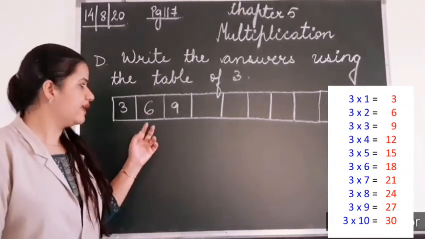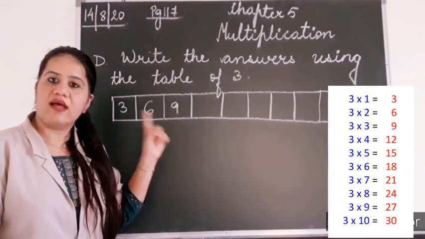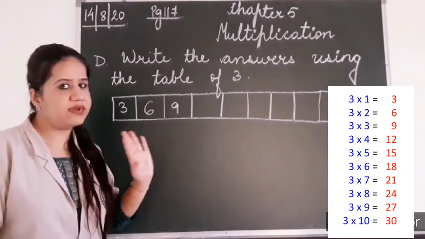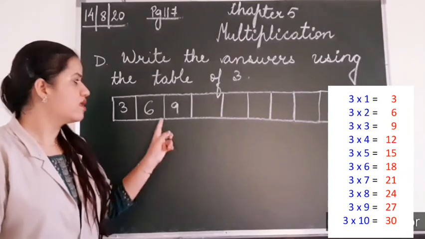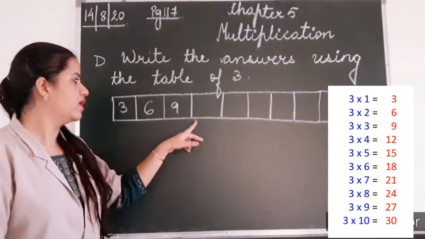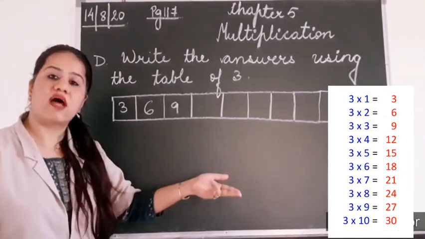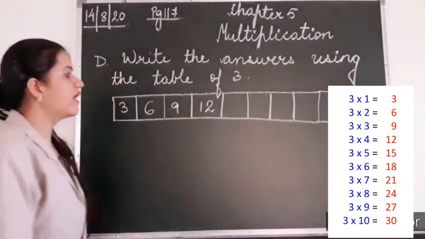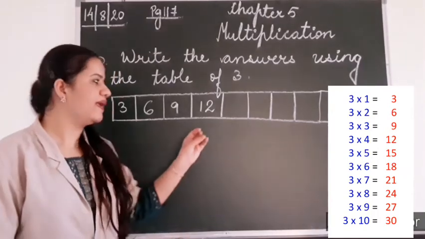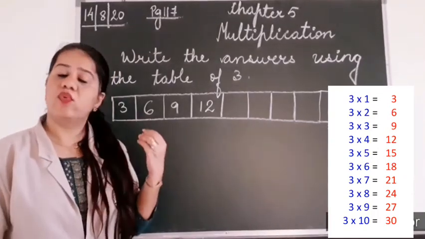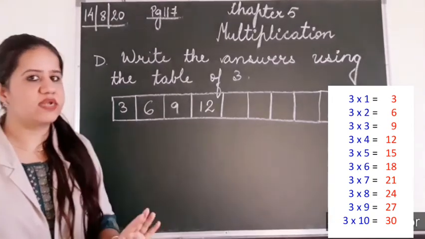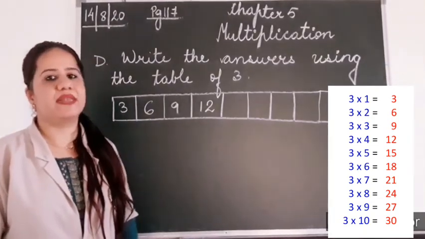Got it? Then next is 3 threes are 9, already written here in the book. So let's come to the next one now. That is 3 fours are. What is 3 fours are? It is 12. If you know the table, you will be able to do this very fast, because if you know the table, it is very simple.